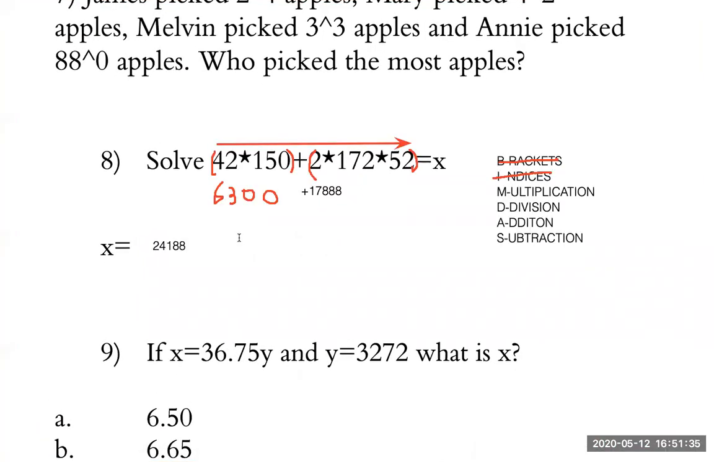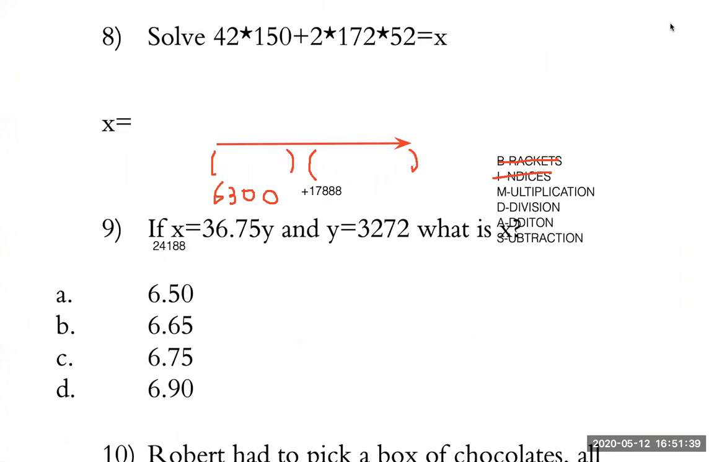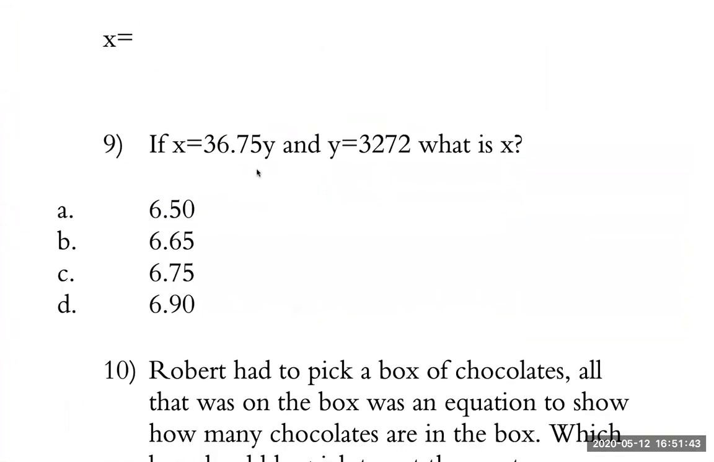Okay. Moving on. Next question. If x was 36.75 times y and y was 3,722, what is x? Really easy. If y is this value, you just multiply 3,272 by 36.75, and what do you guys get?